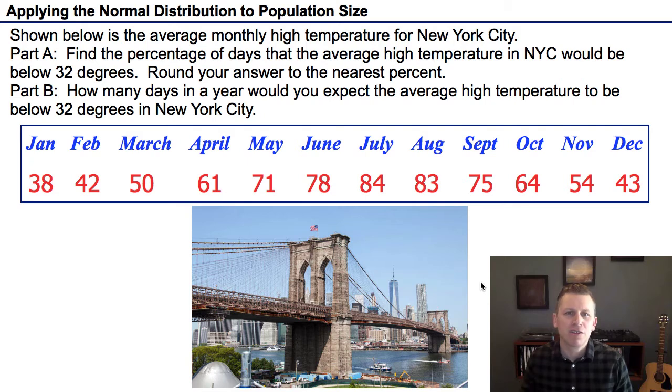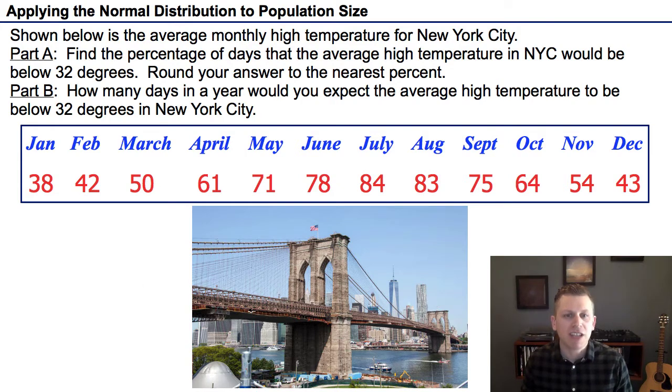In the first part of this question, we want to find the percentage of days that the average high temperature in New York City would be below 32 degrees. In the second part of this question, we'll take that information and apply it to finding how many days in a year we would expect the average high temperature in New York to be below 32 degrees.